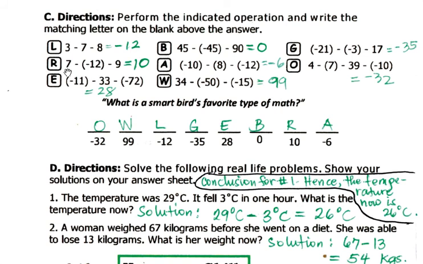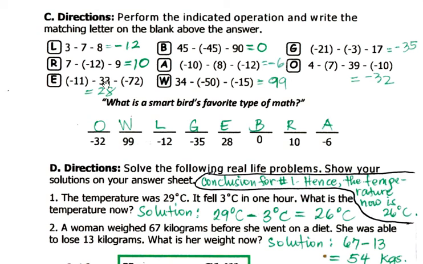For the next number, we have 7 minus negative 12. Let's operate on this first. That becomes 7 plus 12. So 7 plus 12 becomes 19. Minus 9, it's 10.